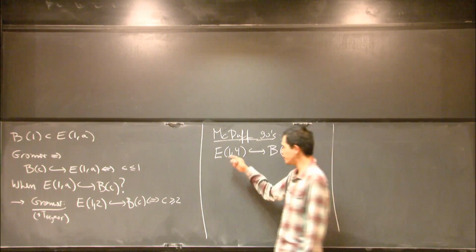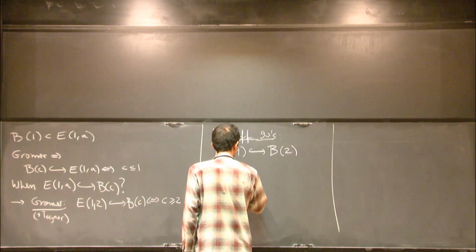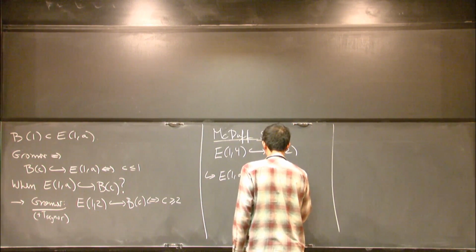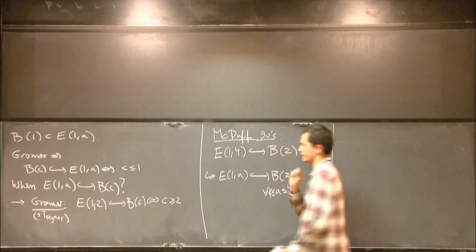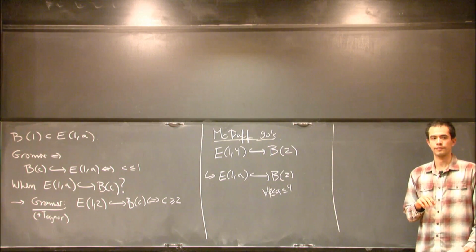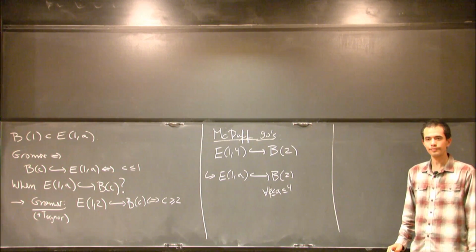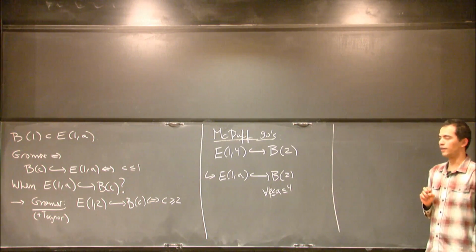So in fact, with these two results, the consequence is that E(1,a) embeds into B(2) for all a between 2 and 4. Okay, so you start to see that things get quite interesting. But then let me just tell you what happens for all of these ellipsoids.